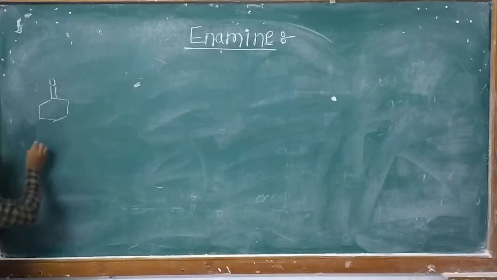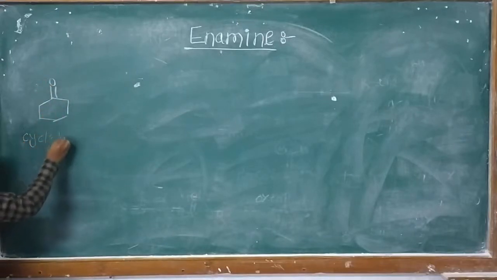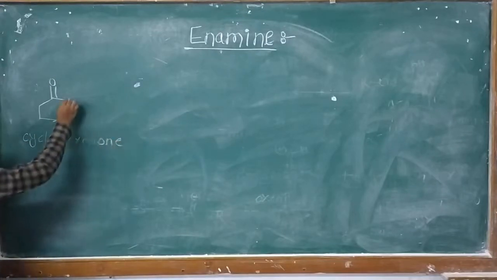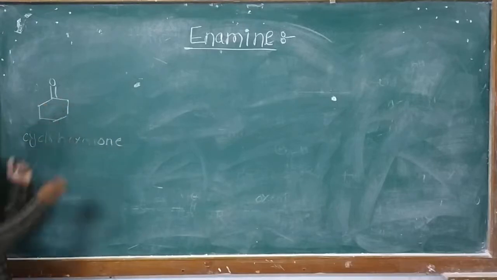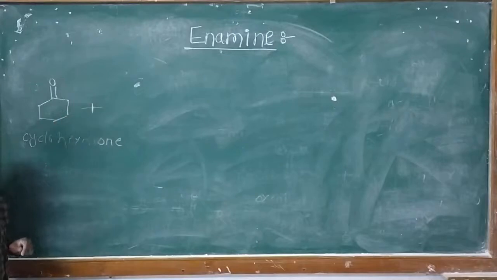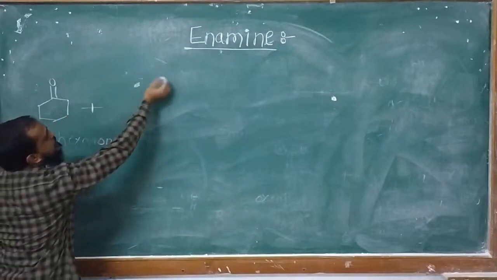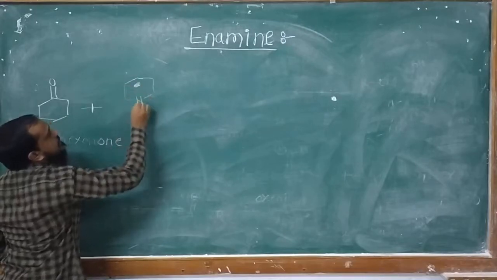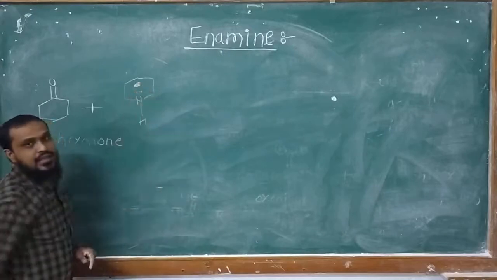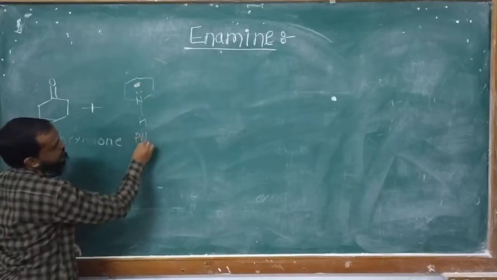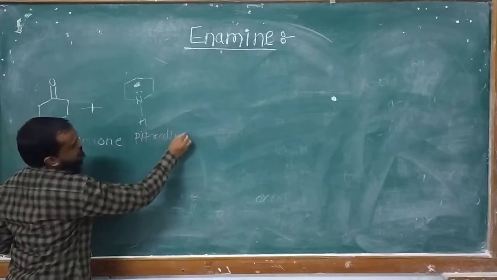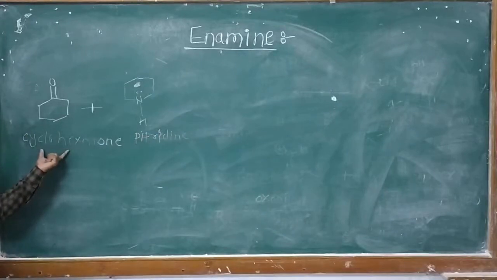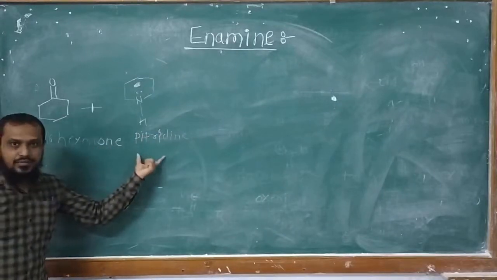This is cyclohexanone. It has an alpha hydrogen. Okay, it reacts with a cyclic amine. So here I have taken pyrrolidine. Okay, this is the cyclic amine. This is a cyclic amine.